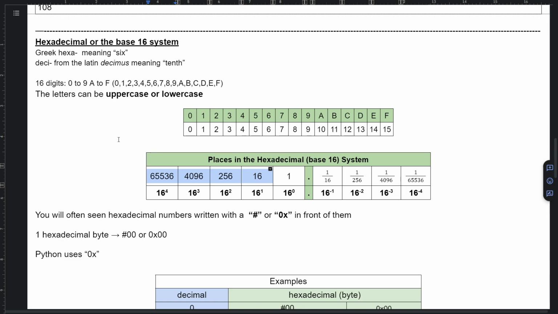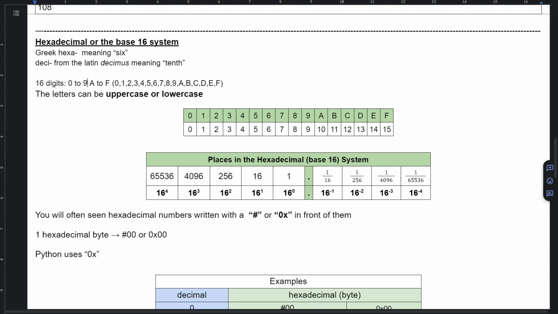So hexa means 6, and you've probably learned that from a geometry class. If you haven't had a geometry class yet, hexa means 6, like hexagon means a 6-sided figure. And then deci, of course, meaning 10. So if you take 6 and 10, put it together, we get 16. Now, an issue with this is that once you start trying to represent 16 digits, you don't have enough number digits like we think of them. So we've got to come up with other symbols to represent those other numbers.